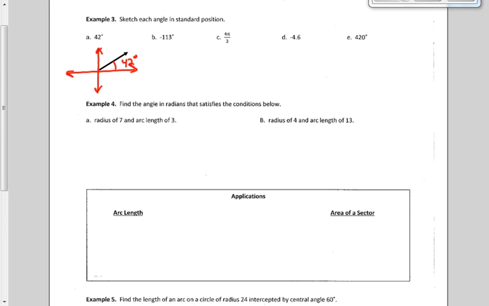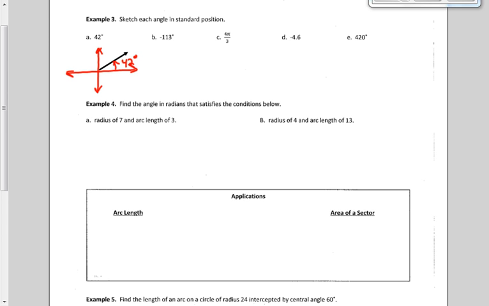Now, obviously, this is just a sketch. It's not the whole angle. It's just a sketch. You can make a better sketch if you wanted to do this on some sort of computer software, but I'm looking for just an idea that you know how to do these angles. The next one is negative 113.